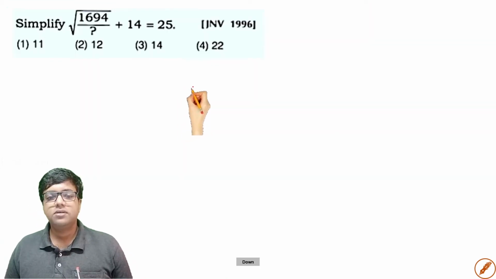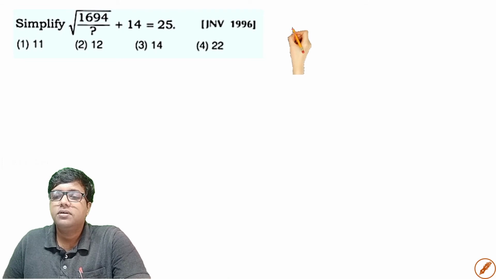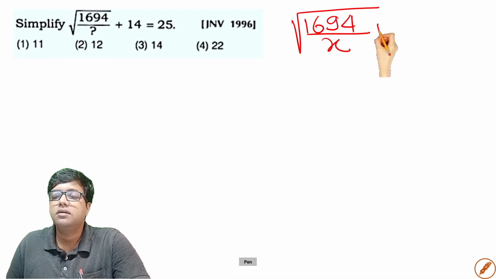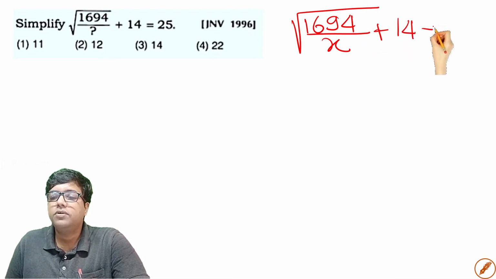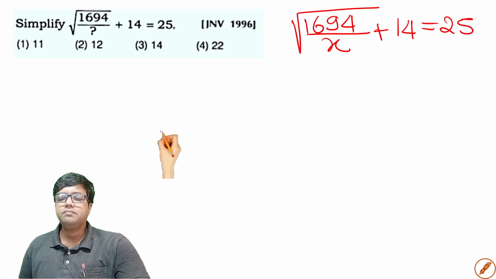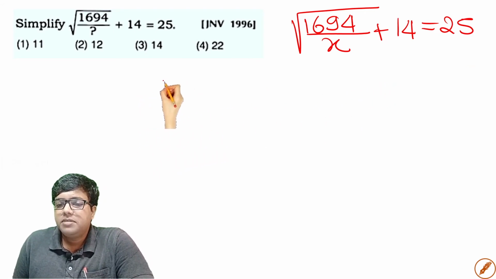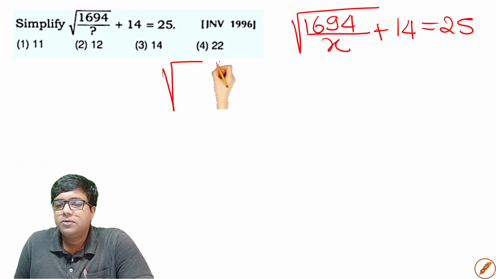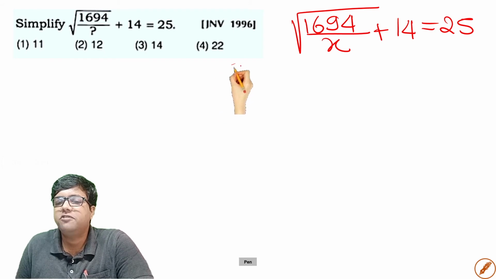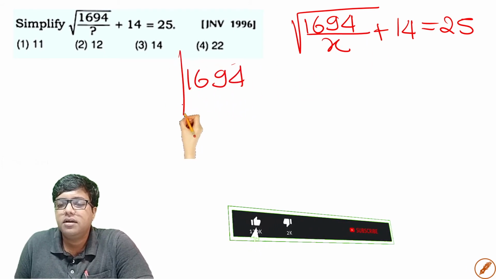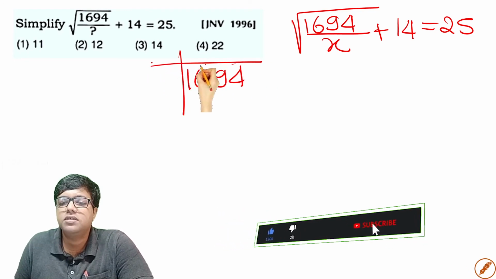Okay, let's move ahead. Simplify root of 1694 by x plus 14 is equal to 25. All right, so how do we do this? Keep this part on the left hand side, that root of 1694. Before we continue, let me find the root of 1694 and understand what is the root of this number.